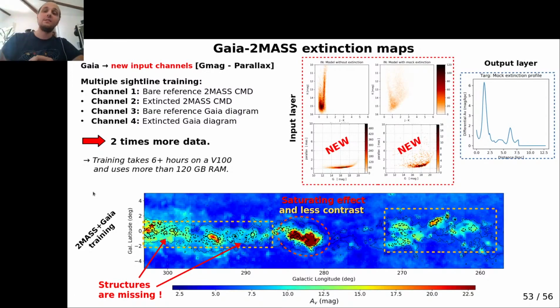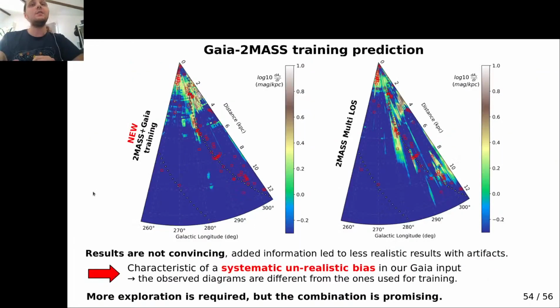And all those concerns are strongly confirmed by the prediction when we look at the distance reconstruction from the network. So I will not enter too much into the details here, but I will rather explain why and how those results can be less good than using 2MASS only.